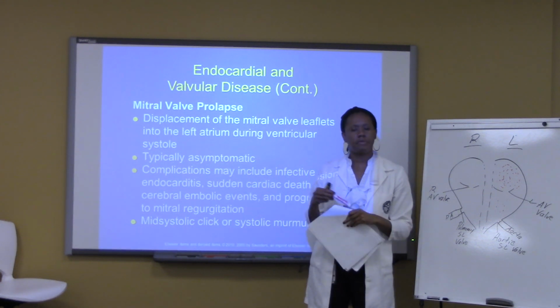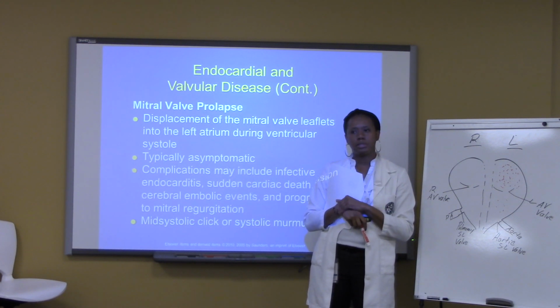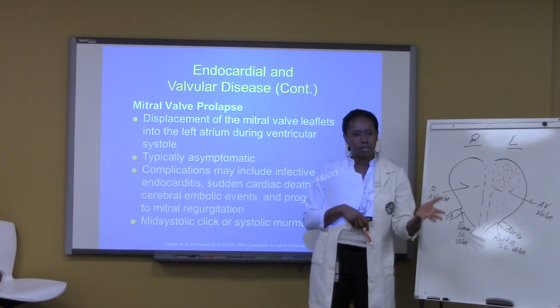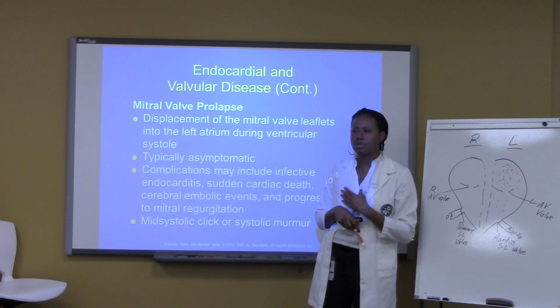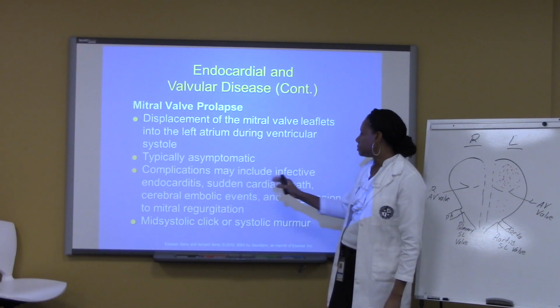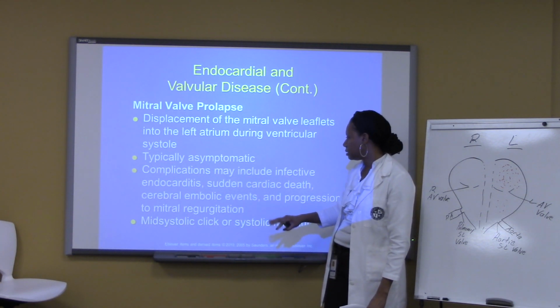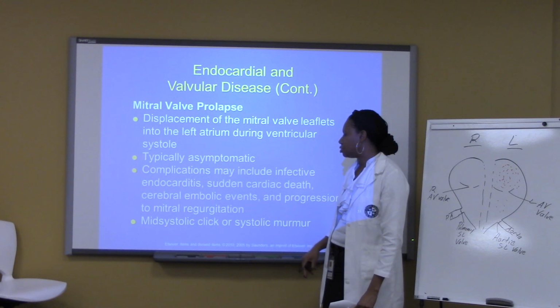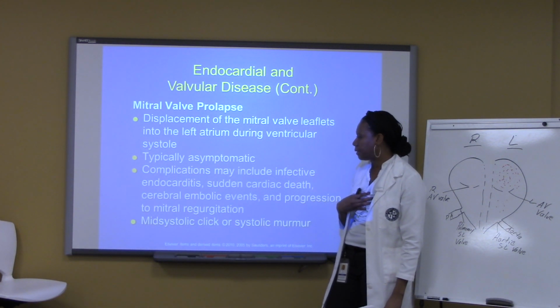Hence the reason why, if you've ever heard of patients that have mitral valve prolapse, they take antibiotics right before any type of surgery or dental work and things of that nature, just to prevent that type of situation. Now, sometimes it can get terrible, where they can get into cardiac death or embolism, or a really progressive regurgitation, and have a whole bunch of signs and symptoms there.